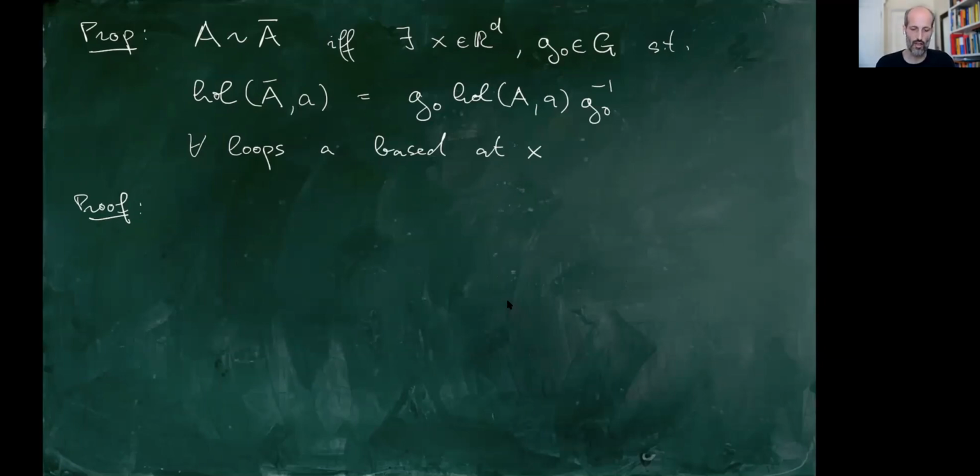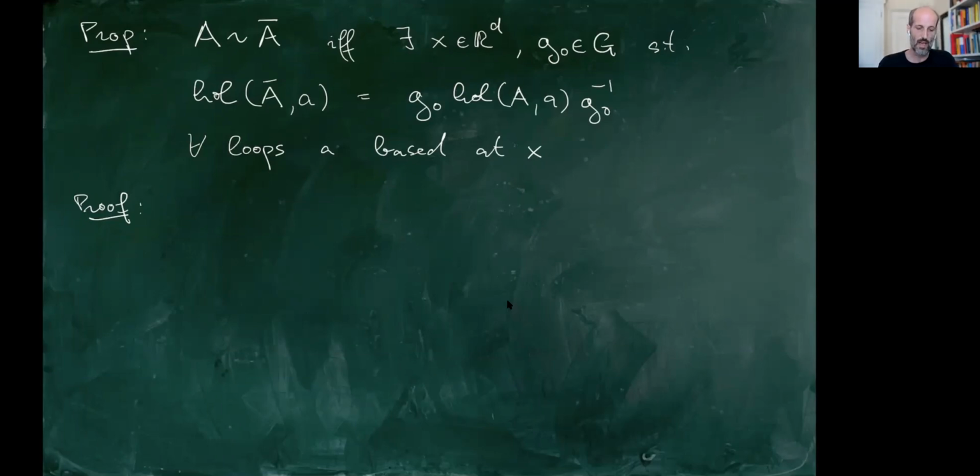So I have two connections, A and A bar, and I want to check if they're the same. The claim is they're the same if and only if you can find the point x and the element g naught so that this is the same for all loops a. The g naught, of course, could depend on the pair A and A bar, and in principle the point x as well. But in particular, the proposition proves that if you can find one x with that property, then every x has that property.